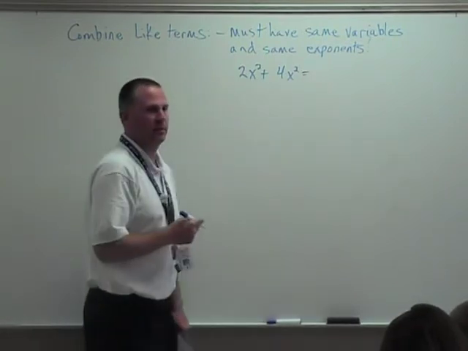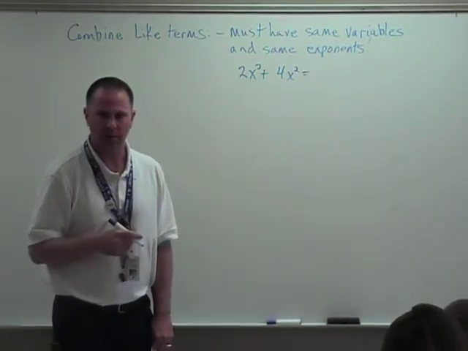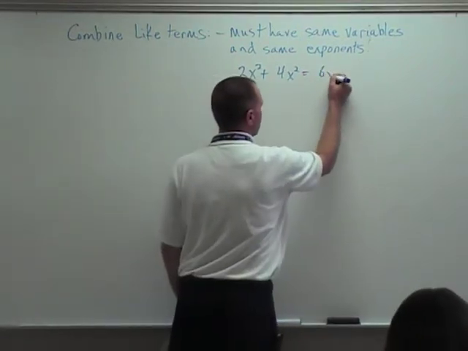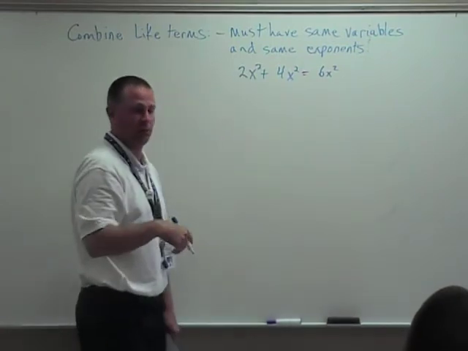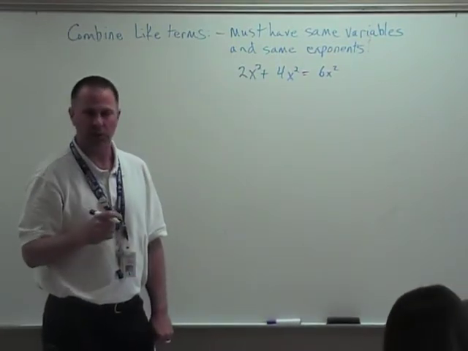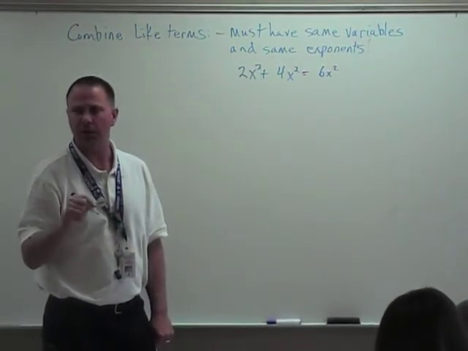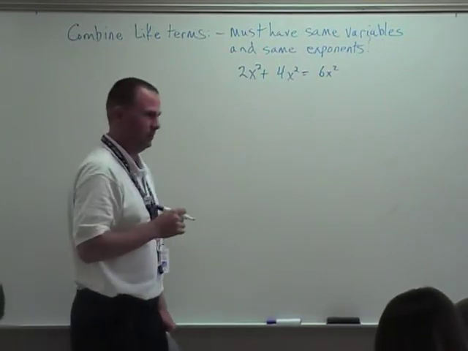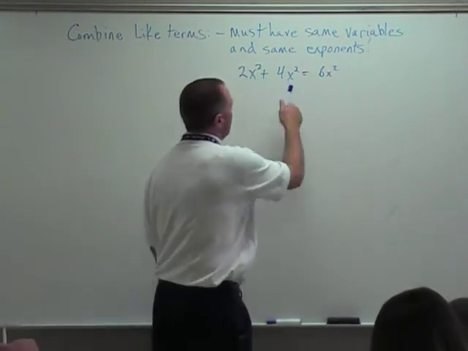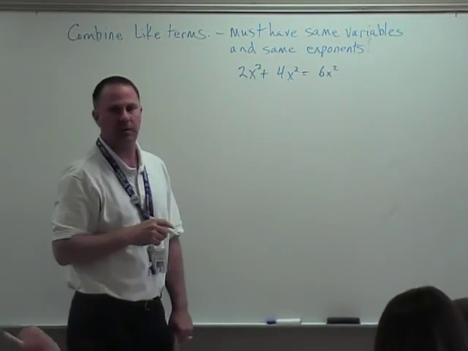That is not 6x to the 4th. It's 6x squared. You have 2x squareds, you have 4x squareds. How many x squareds do you have? You have 6. The exponent doesn't change. It only changes when you're multiplying and dividing. Here you're just adding the things together. Okay? So they must be the same letters and must be the same exponents.